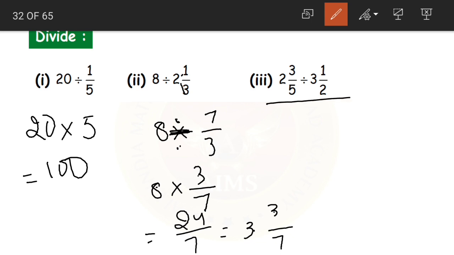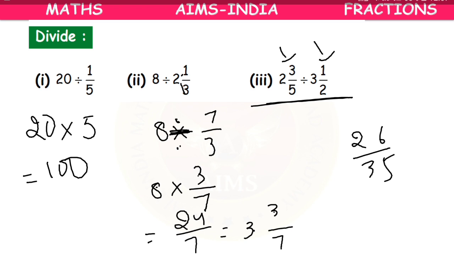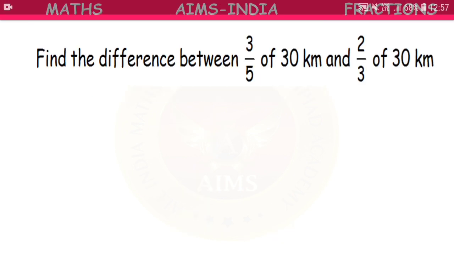Now coming to our last division question, 2 3 by 5 divided by 3 1 by 2. Again what should we do? Convert these two into improper numbers, and then the answer we get will be 26 by 35. Okay students, this will be our answer. Try solving question number 3.